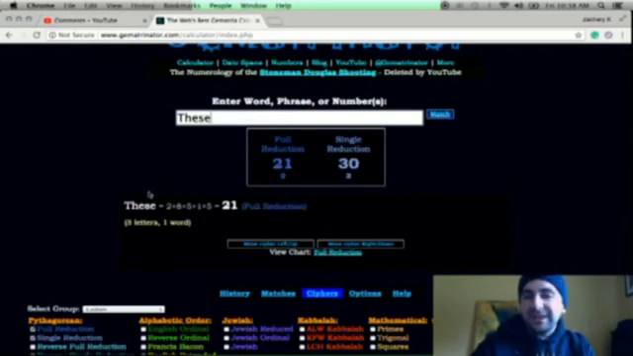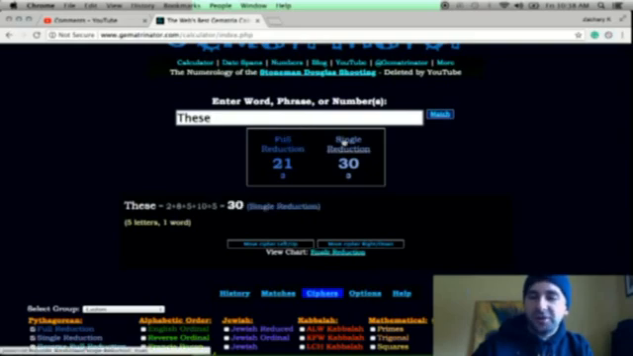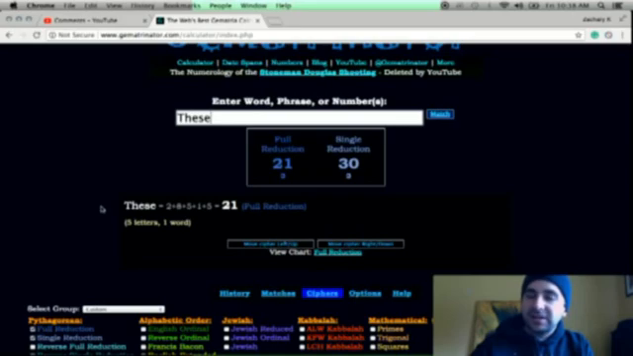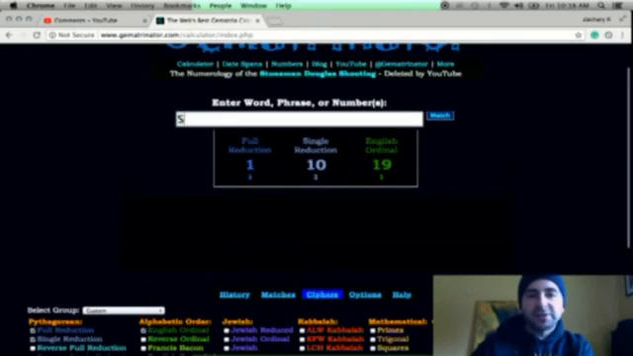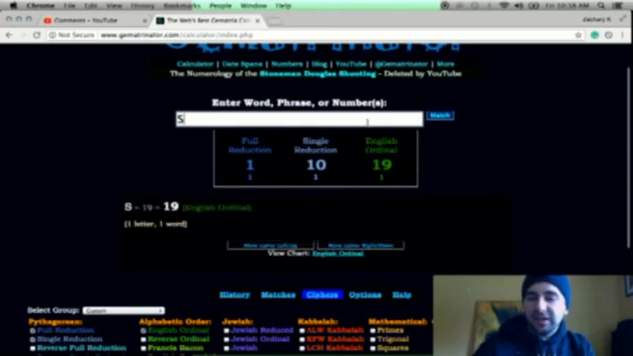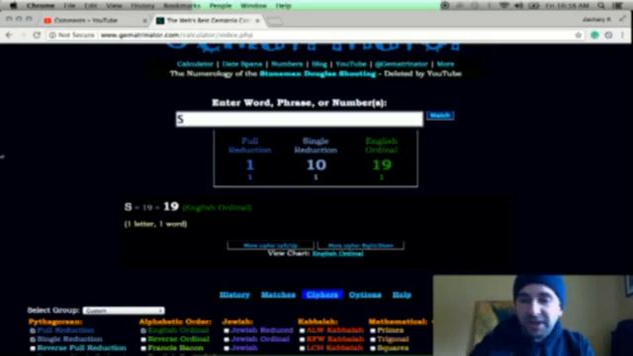Let's just change it to these. Notice these is 21 in reduction and 30 in single reduction. The reason this is so is because S is a special letter. It's the 19th letter. S, using the ordinal method, let's bring up the ordinal method here. We'll just look at it this way. S is the 19th letter, right? In numerology, 19 is 1 plus 9 equals 10, and then 1 plus 0 equals 1. S is the only letter you have to add together twice to get to a single digit.